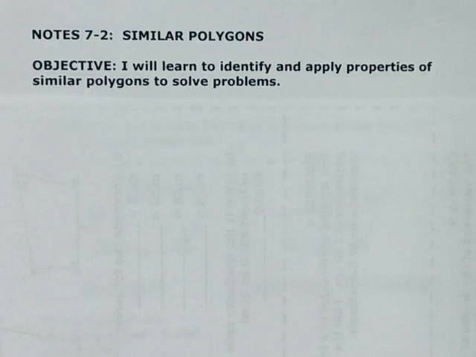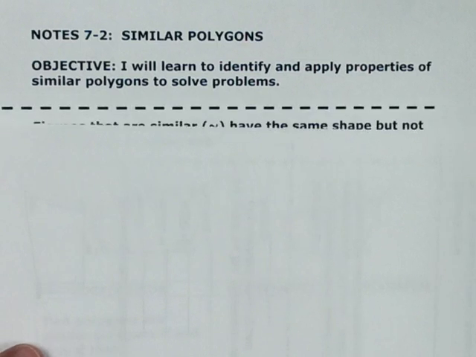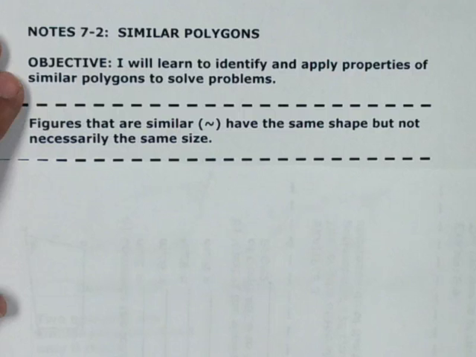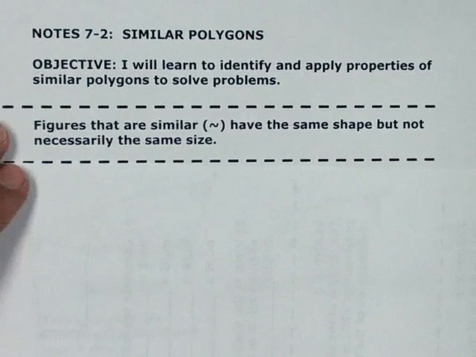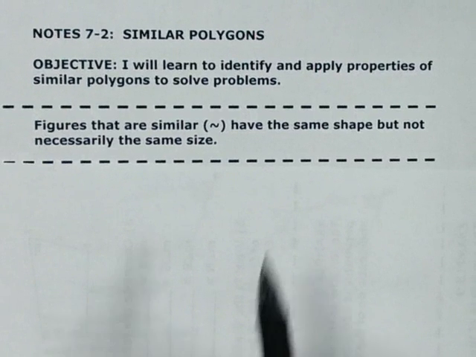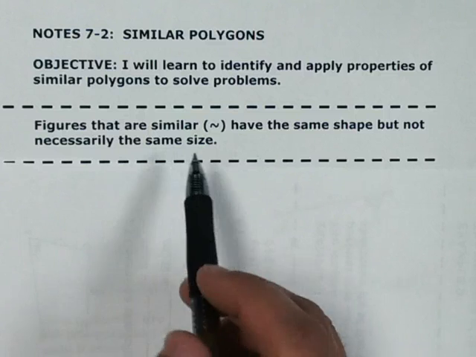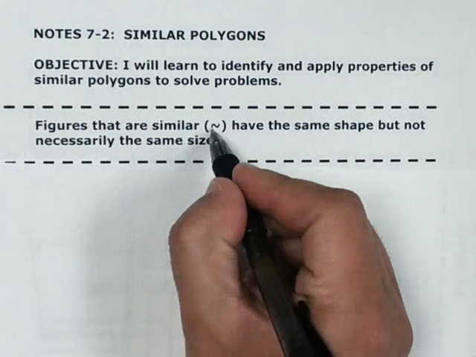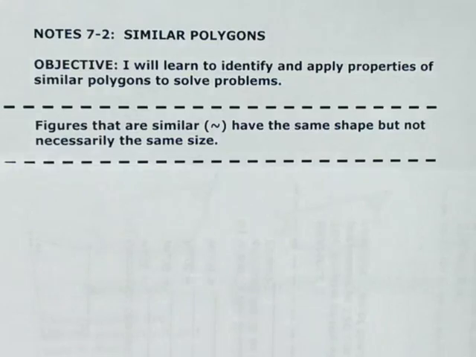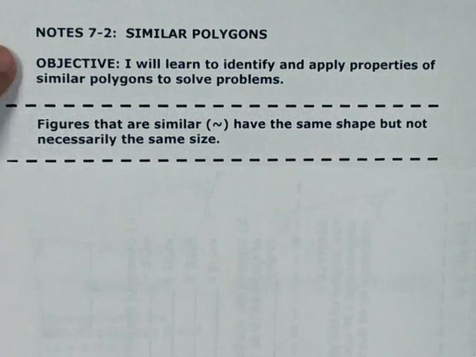Alright, today we're going to talk about similar polygons. The objective: I've learned to identify and apply properties of similar polygons to solve problems. We're going to start by defining what similar means. Figures that are similar have the same shape, but not necessarily the same size. This little tilde, this little wave, is the symbol for similar.